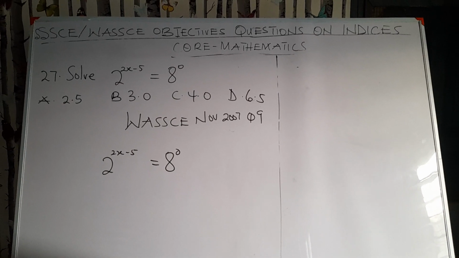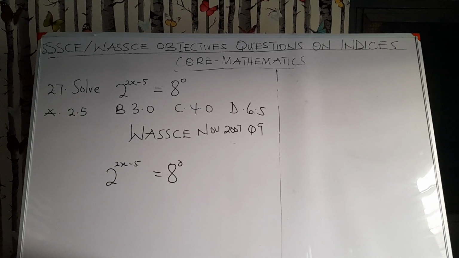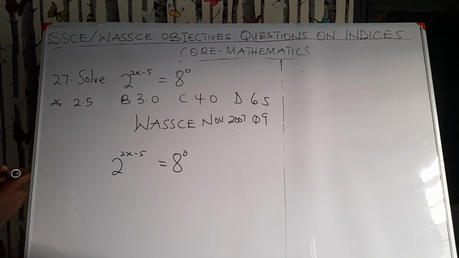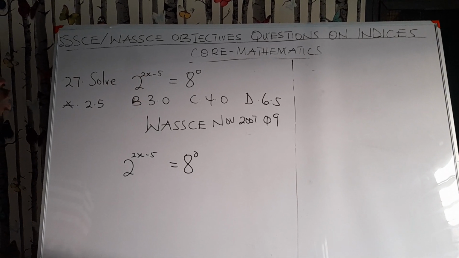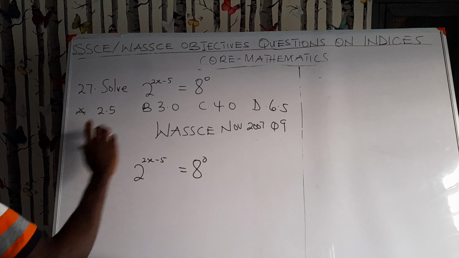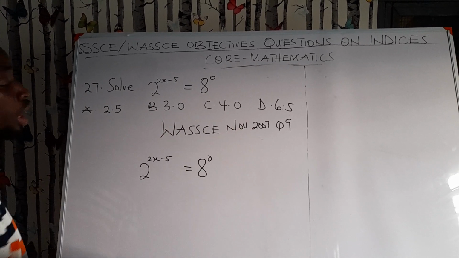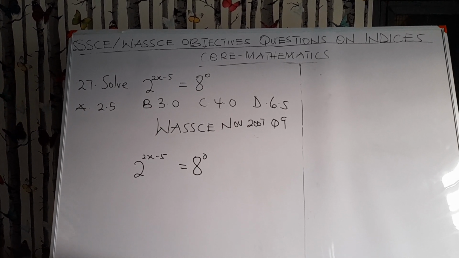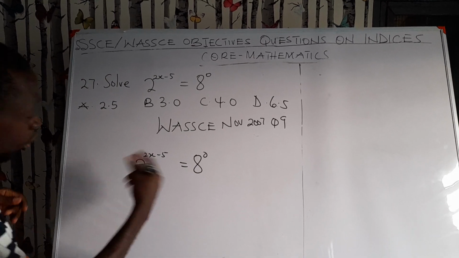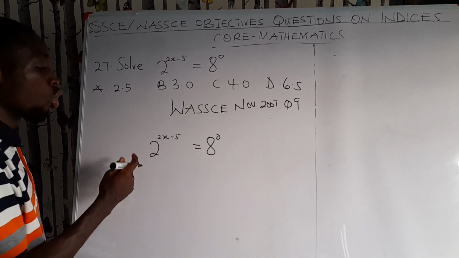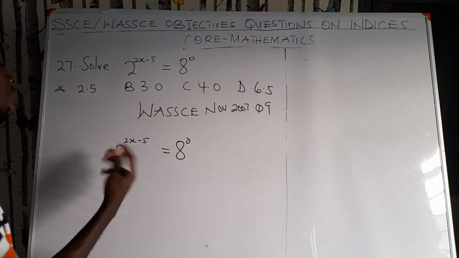So our next step, question number 27 on indices. That will be 2 exponent 2x minus 5 equal to 8 exponent 0. The possible answers are given. This is NOVDEC 2007 objective question number 9. Now pause the video and try solving, then you compare your answers with mine.